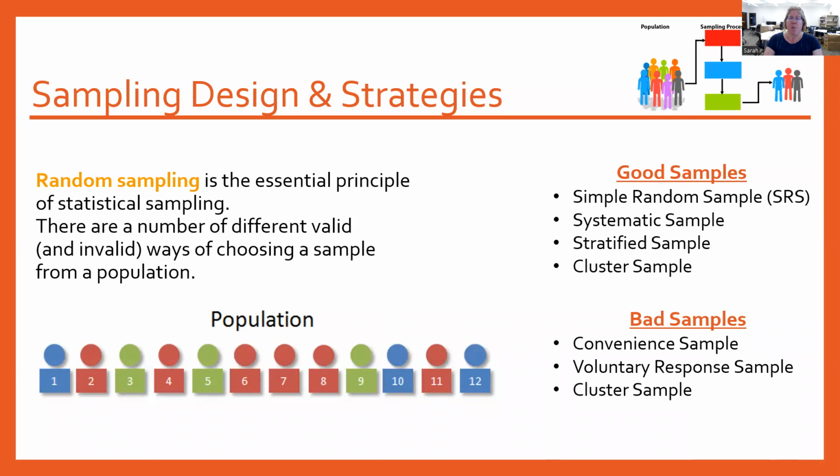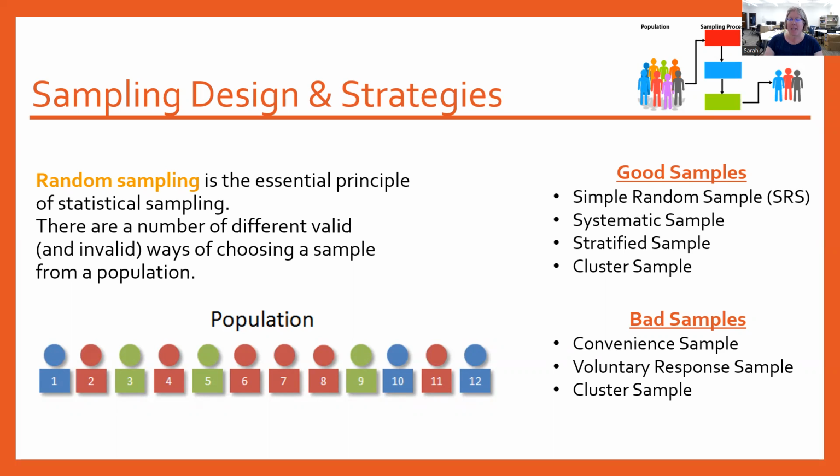Now that we've looked at why random sampling is important and some examples of samples that are random and give us good representative samples and some that are going to give us biased issues, we're going to look at some sampling strategies that will give you a random sample as well as some that are going to give you a biased sample. So our good representative samples are going to come from simple random, systematic, stratified, and cluster. We'll go through those in just a little bit.